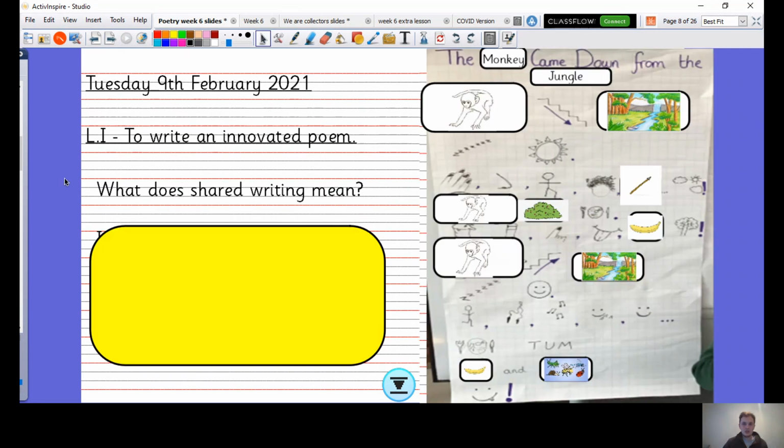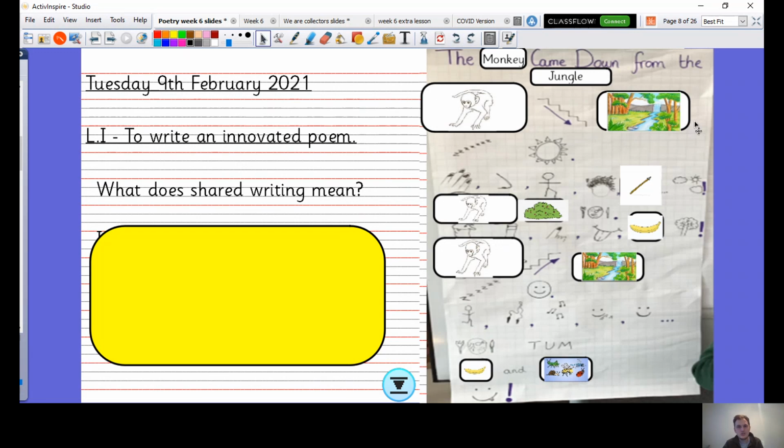Okay, team, let's move on, shall we? So yesterday, we were looking at creating a new poem using some of our ideas from The Bear Came Down from the Mountain. And we changed it to, let's remind ourselves, the monkey came down from the jungle.